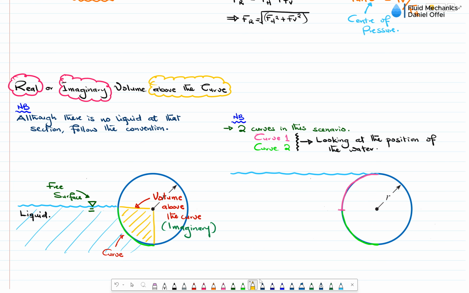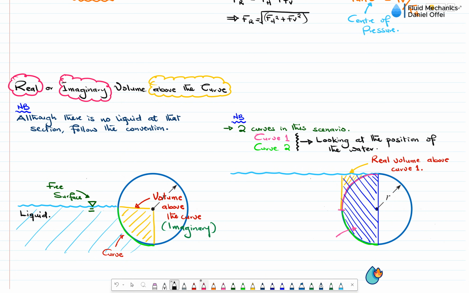For curve 1, the volume above the curve is a real volume, that is the volume of water that is sitting above that curve. However, for curve 2, the volume above the curve is an imaginary one. So it is imaginary because there is no liquid in there. We still continue with our convention that we need the volume above the curve to get the vertical component of the resultant force.